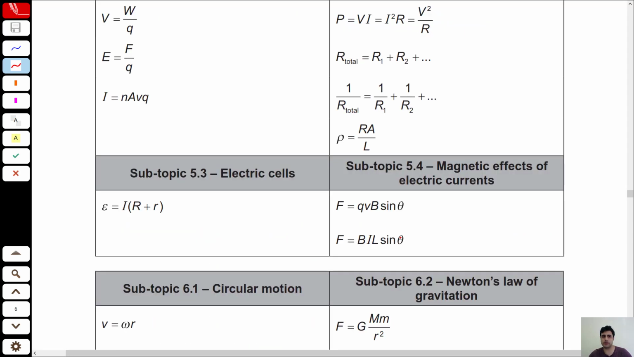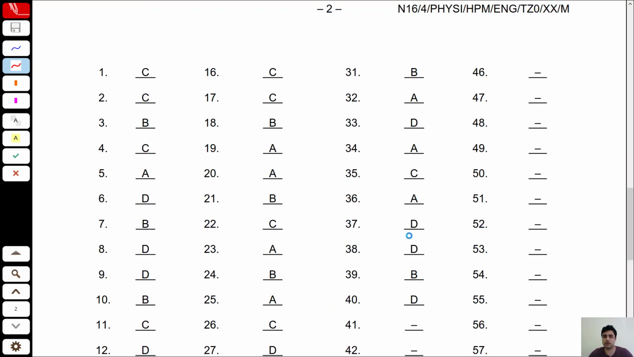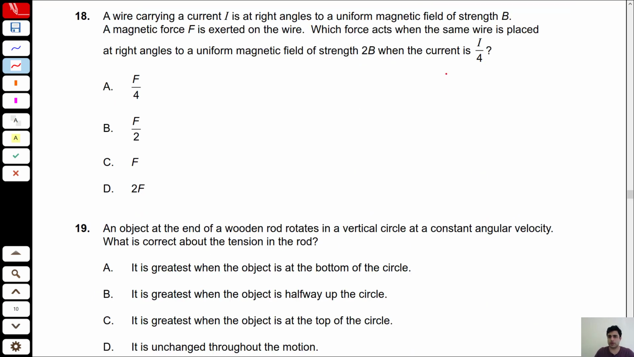This theta is the angle between the current carrying wire and the magnetic field. So this is the magnetic field. So this angle can be 90 this time. This angle is theta. L is the length of the wire inside the magnetic field. Let's use that equation here.